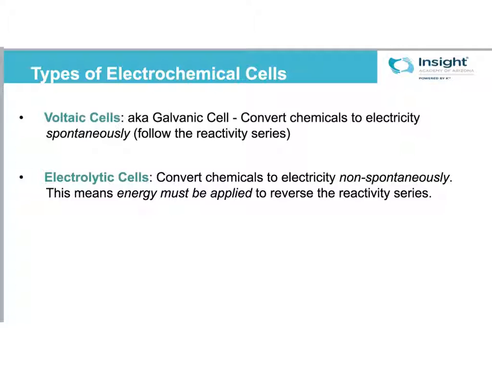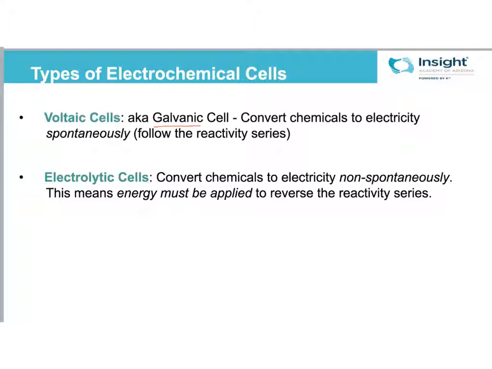Last bit of vocab to cover here is the definition of the two types of electrochemical cells we're going to deal with in this class. We're going to get into much more detail on these as we move forward, but because I know you guys are going to have some questions related to this on a quiz coming up, you want to know that voltaic cells, also called galvanic cells, convert chemicals into electricity spontaneously.